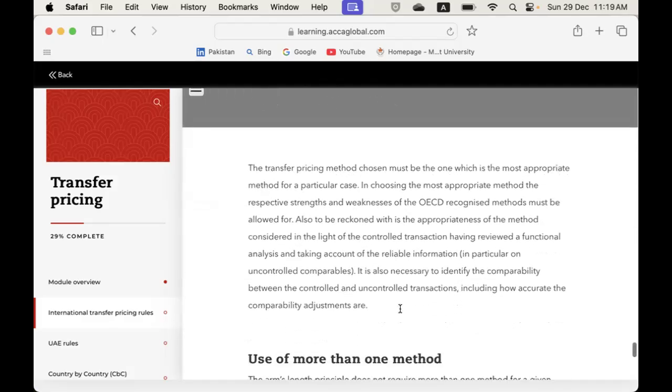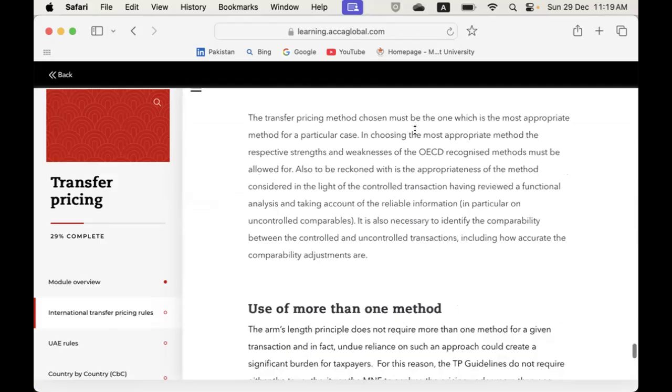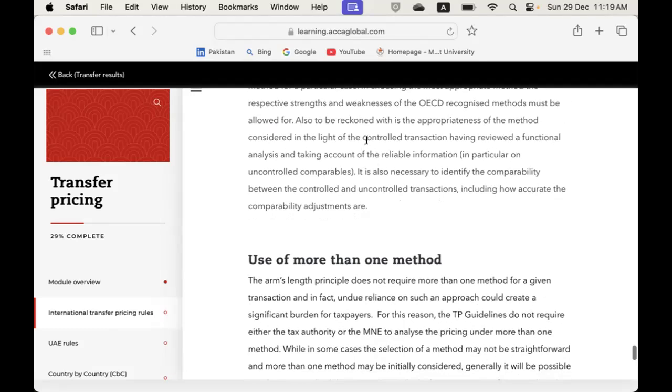How to choose the right method? Transfer pricing methods chosen must be the one which is the most appropriate method for a particular case. In choosing the most appropriate method, the respective strengths and weaknesses of the OECD recognized methods must be considered. So, we have to look at appropriateness of the method. Also to be reckoned with is the appropriateness of the method considered in the light of the controlled transaction, having reviewed a functional analysis and taking account of the reliable information.